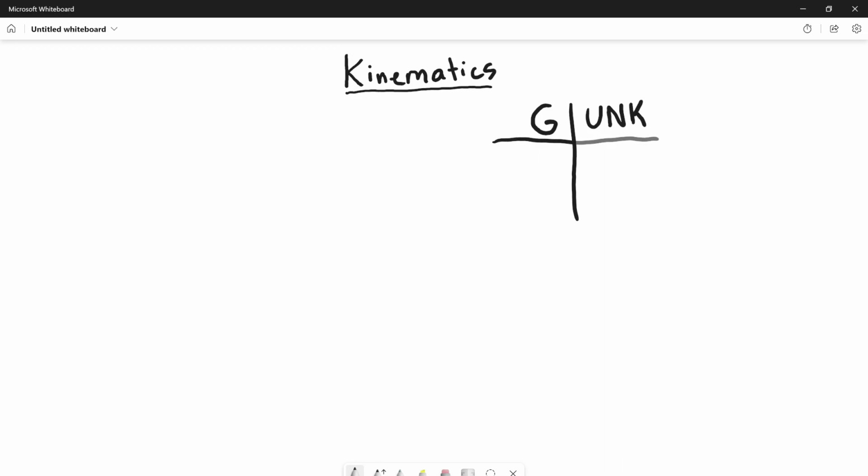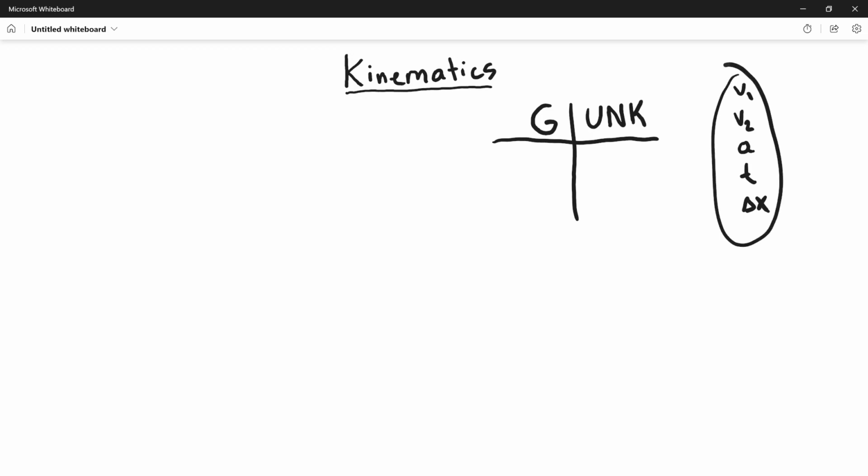It's called gunking. You're learning how to gunk in physics. So your goal here is to get 3 givens on this side, and then you'll have 2 unknowns, because there's 5 quantities in kinematics equations. You have the initial velocity, v1, final velocity, v2, the acceleration, remember that has to be constant acceleration, time, and displacement.